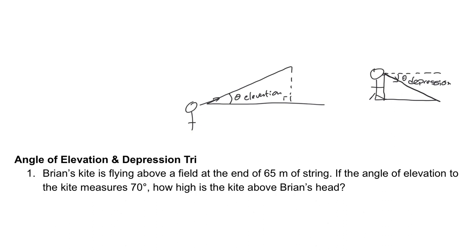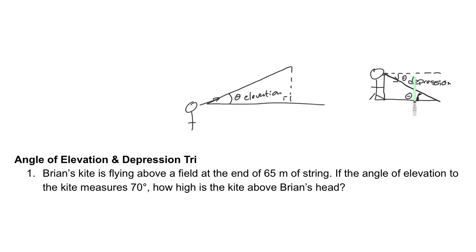Now, as a review from geometry, this line is going to be parallel to that ground line. So the line of sight is parallel to the ground line. That makes my angle of depression congruent to the angle of elevation. So this angle right here is also theta, because if they're parallel lines, this is a transversal and they're alternate interior angles.